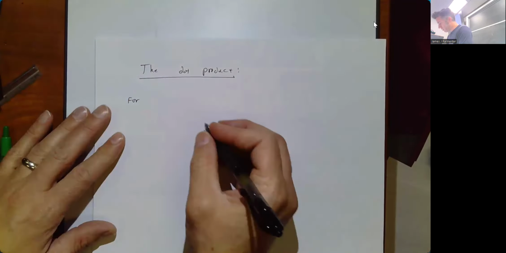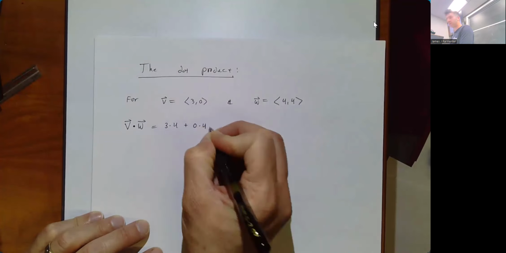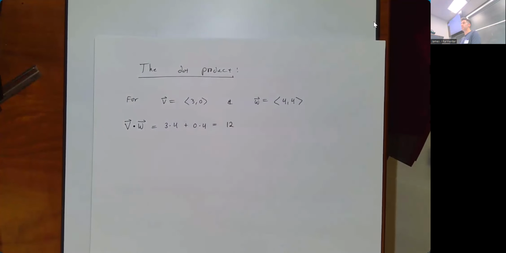One way to calculate the dot product, the easy way: V dot W. Make sure you emphasize the dot there, right? Don't just write V next to W, you really need to write a little dot symbol. It's going to equal the corresponding components of V and W multiplied together and added up. So it's going to be 3 times 4 plus 0 times 4, which in this case is going to be 12. That's the usual easy way of calculating the dot product of 2 vectors.